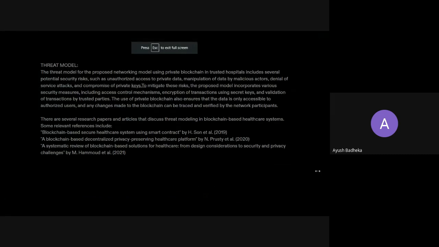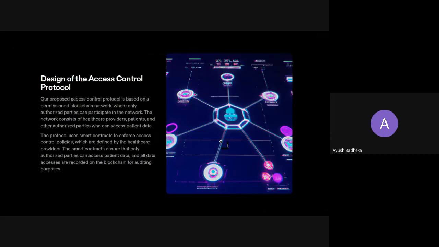There are several research papers and articles that discuss threat modeling in blockchain-based healthcare systems. Some relevant references include a blockchain-based healthcare system using smart contracts by Edson et al., and many others. The design of the access protocol. Our proposed access control protocol is based on a permissioned blockchain network where only authorized parties can participate in the network. The network consists of all healthcare providers, patients, and all other authorized parties who can access the patient's data.